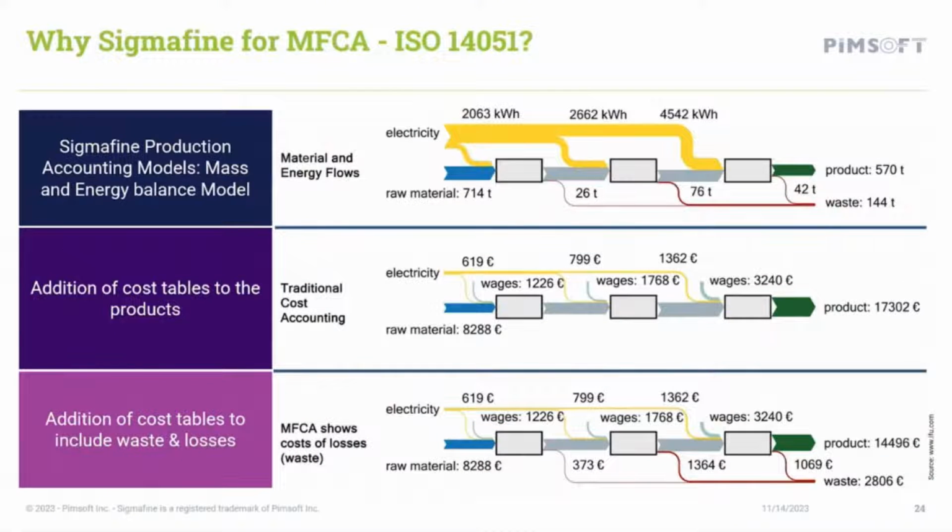Recalling this slide, which Marco presented earlier, and which we saw at the beginning of this presentation, SigmaFine can be used to perform mass and energy balance models. SigmaFine can also be used to integrate cost tables to cover raw material costs, product, waste, utilities, and even additional costs as needed, which allows one to perform and prepare the data needed for MFCA practice.